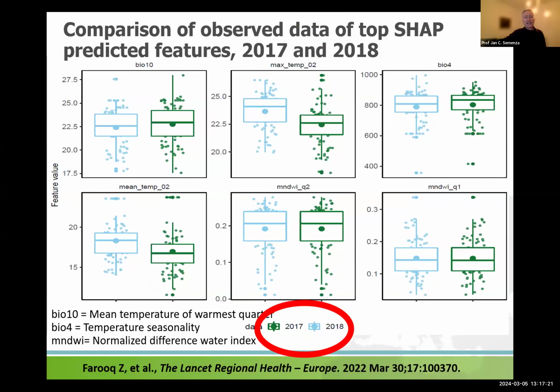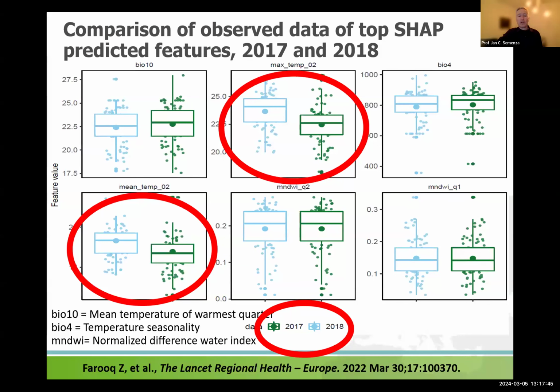When we then want to know what is the difference between a strong outbreak year like 2018 and 2017, if we compare these two type of outbreak scenarios, we can in fact see that the maximum temperature of the second quarter was statistically different between the 2018 year that was much warmer compared to the 2017 year, which was a normal outbreak year, but also the mean temperature of the second quarter was statistically significantly different in 2018 compared to 2017.